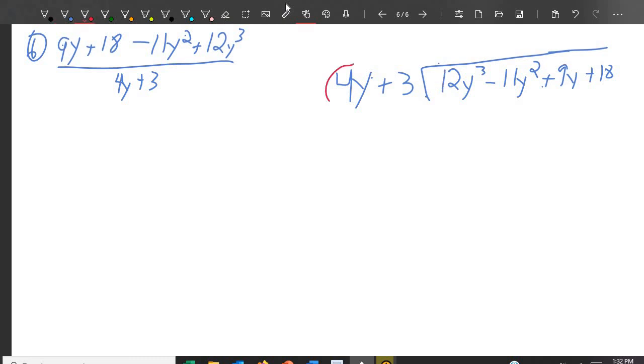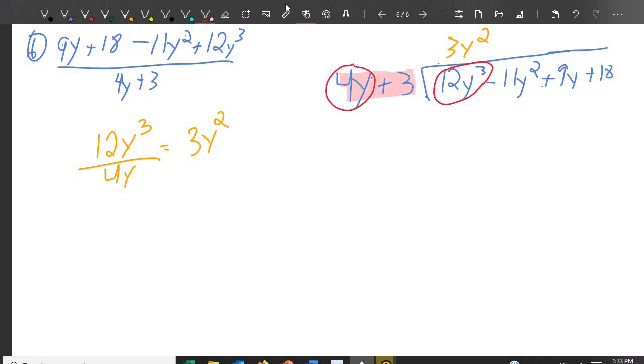So let's take the 4y, divide it into the 12y cubed. Come over here, 12y cubed, divide it into 4y. Well, one of the y's cancels out, and 12 divided by 4 is 3. We put 3y squared across the top. Now we multiply 3y squared times everything in pink. So we'll get 12y cubed minus 9y squared.